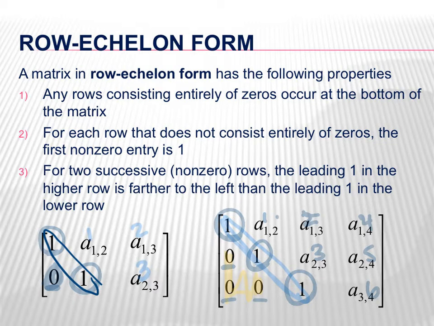The third thing says for 2 successive non-zero rows, the leading 1 in the higher row is further to the left than the leading 1 in the lower row. That's where that diagonal comes from. So the diagonal needs to run from top left to bottom right. I can't switch these rows and have it still be in Row Echelon form. I can switch them, but then it's no longer in Row Echelon form. And that's going to be our first goal.